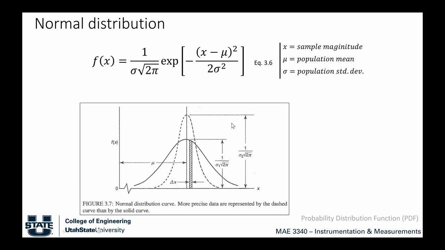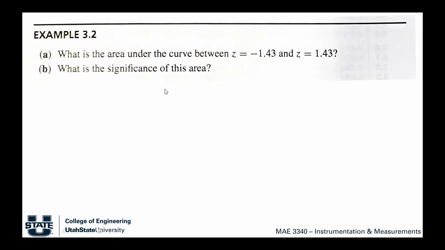But instead of integrating it, we do have a table. And so this example is to help us get comfortable with using that table and looking up a value. So the question is, what is the area under the curve between the value for z of negative 1.43 and z equals 1.43? So that z is the number of standard deviations away from the mean.